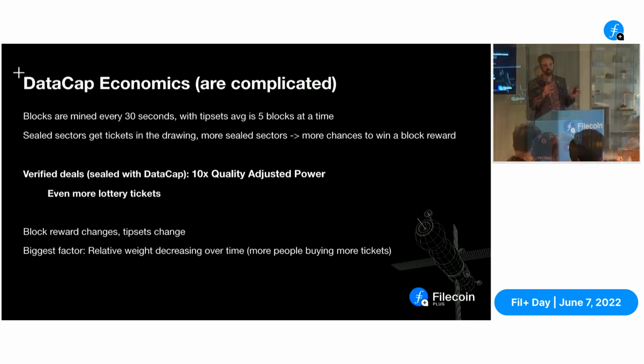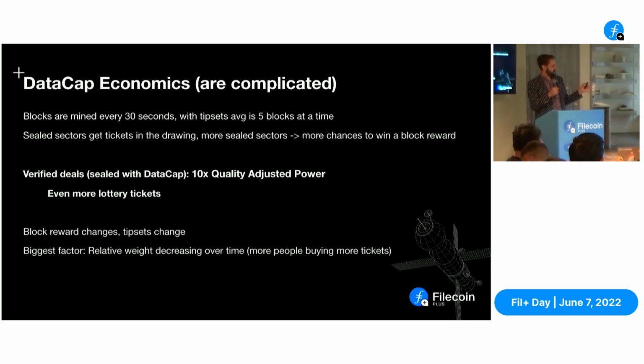Multiple people every 30 seconds will win a lottery. The number of tickets that you have in the lottery is determined by your power on the network. This changes over time as more and more people buy more tickets in every drawing. Your number of tickets in relation to everyone else is going to change.